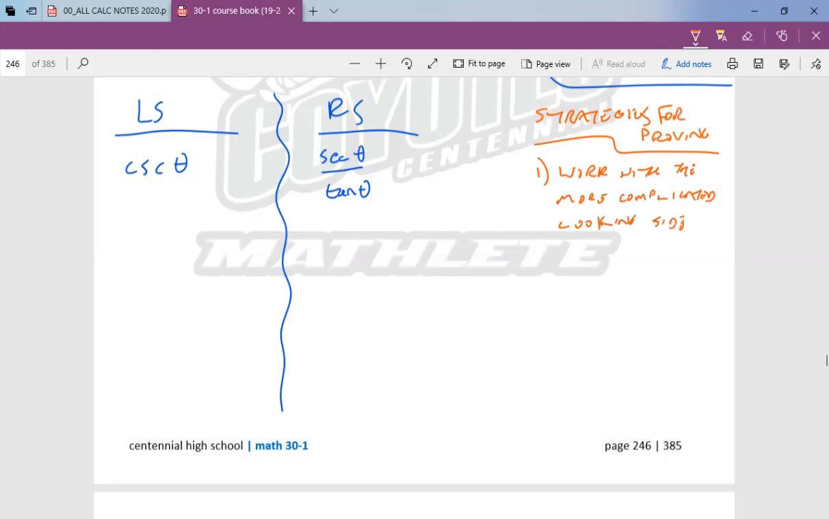So we have cosecant theta on the left. We have secant theta over tan theta. The right side looks a little bit more complicated. The idea is we're better equipped to look for how to simplify these things instead of making them look more complicated.